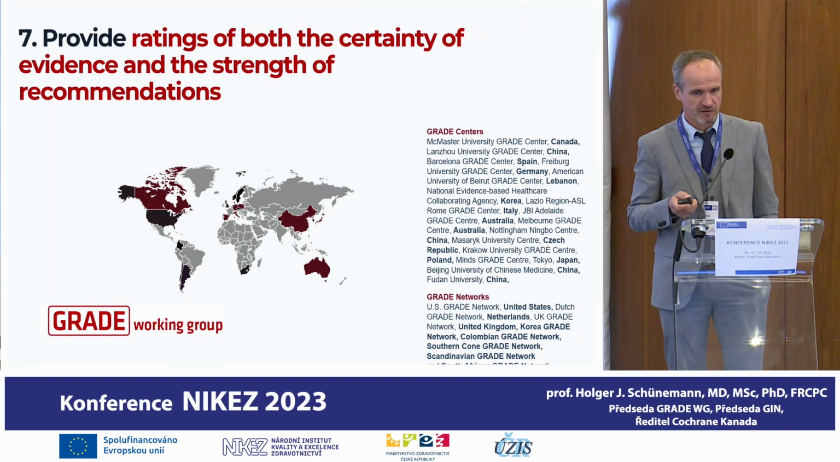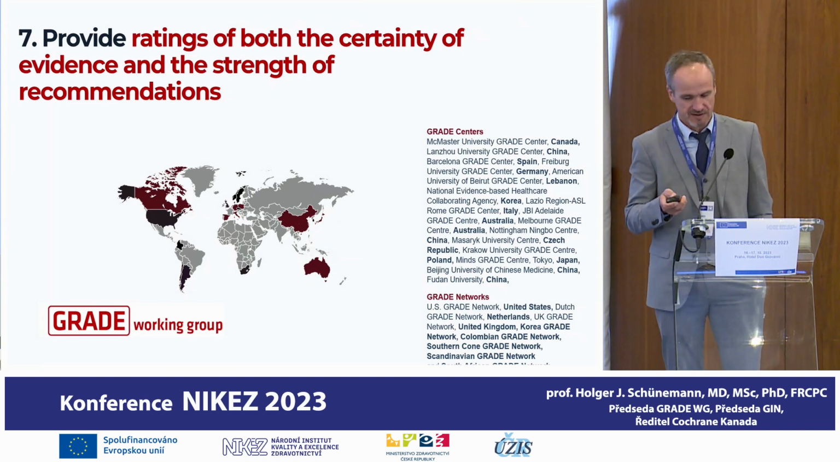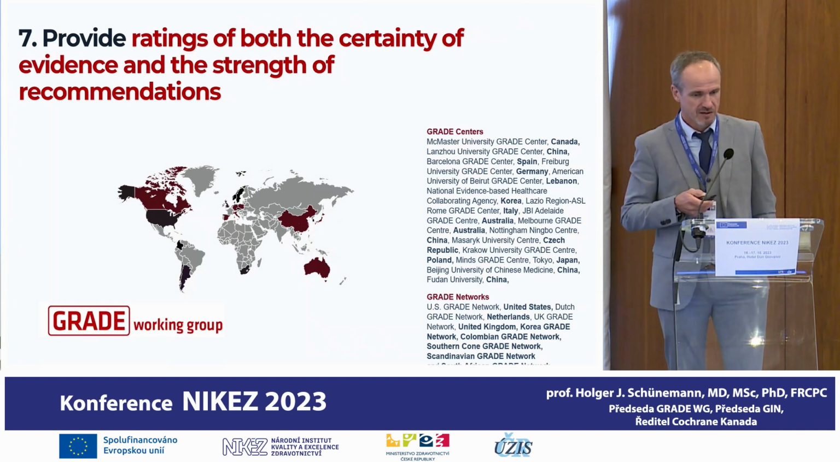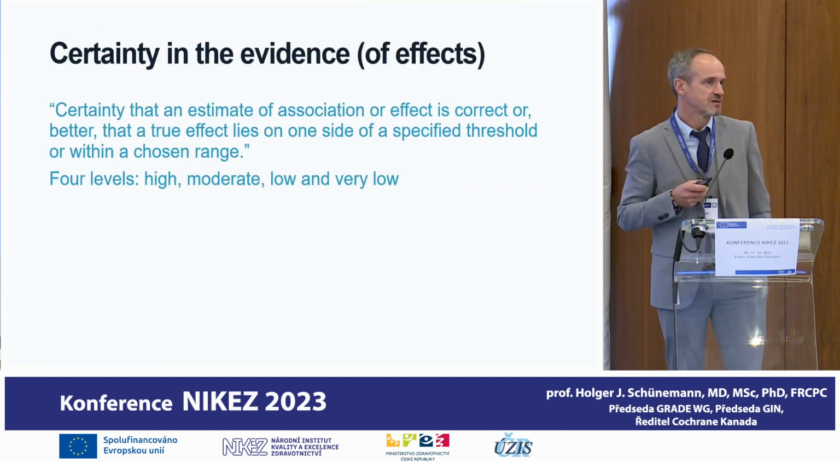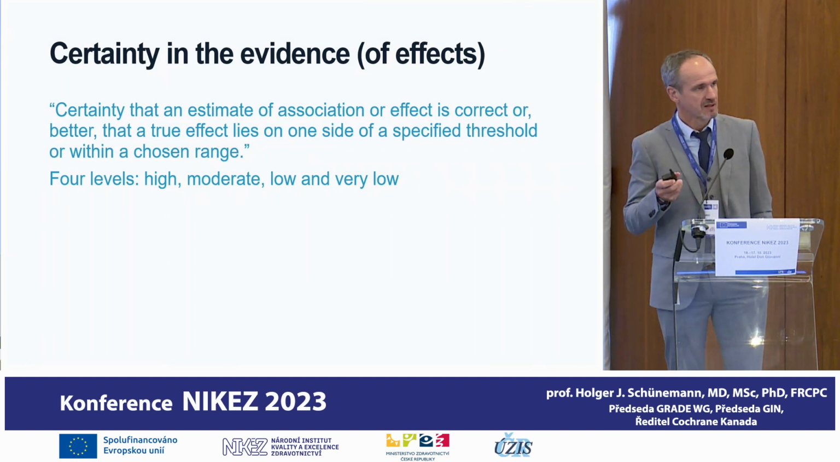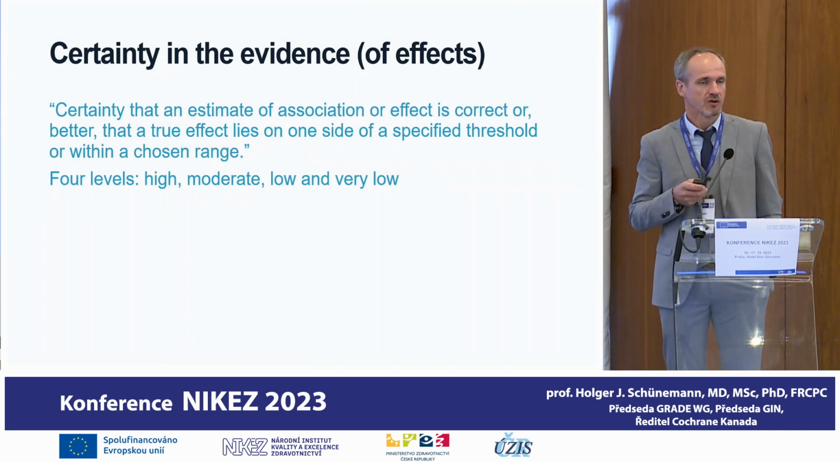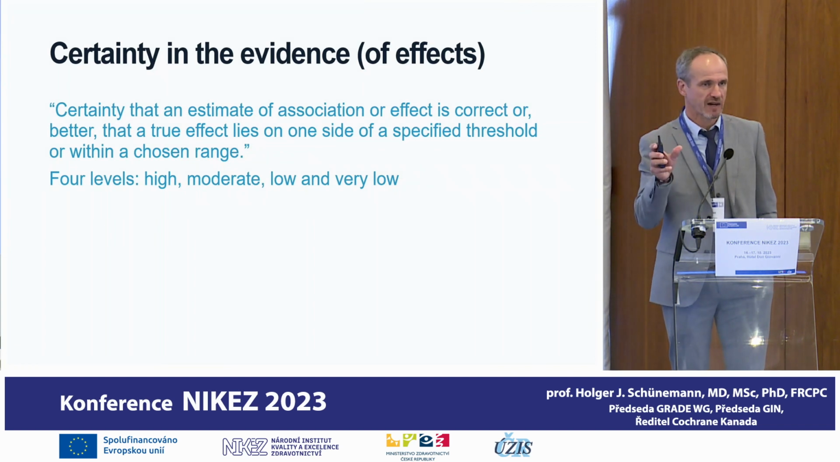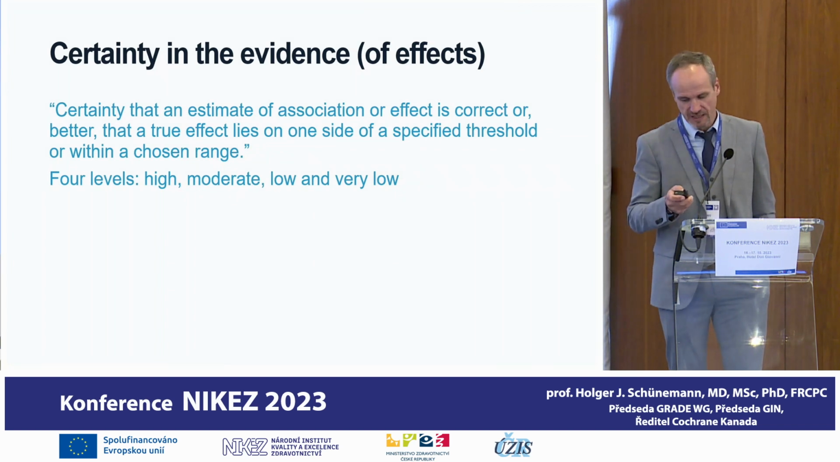We should be providing ratings of both the certainty of the evidence and the strength of the recommendation, as I said. For that, you have a network now in the Czech Republic that is working with the GRADE working group. That is a group that has dedicated its, as I said, existence to figuring out how we can assess evidence. One of the important definitions is about what is certainty in the evidence. The certainty is basically defined as whether an estimate of association or an effect is correct, that it actually falls within a certain range. So if I say there's a 5% risk reduction, how certain can we be that this outcome is reduced by 5% in a certain population?